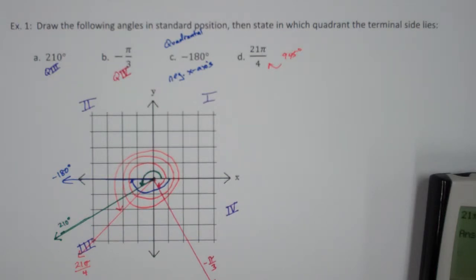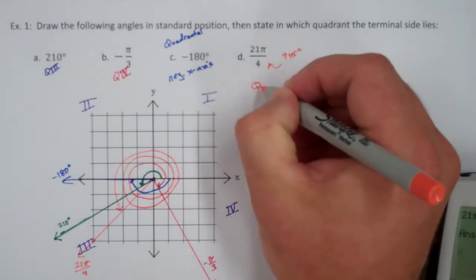That's really it for this particular example. Oh, and then the quadrant would be quadrant 3.